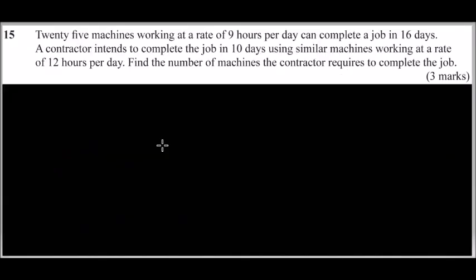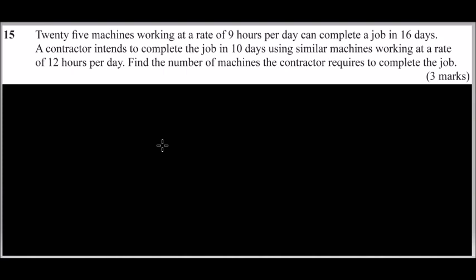Question number 15. 25 machines working at a rate of 9 hours per day can complete a job in 16 days. A contractor intends to complete the job in 10 days using similar machines working at the rate of 12 hours per day. Find the number of machines the contractor requires to complete the job. So here what we should look for is he wants to reduce the number of days to complete the job, meaning that he has to increase the machines. Now, he has increased the working hours from 9 to 12.